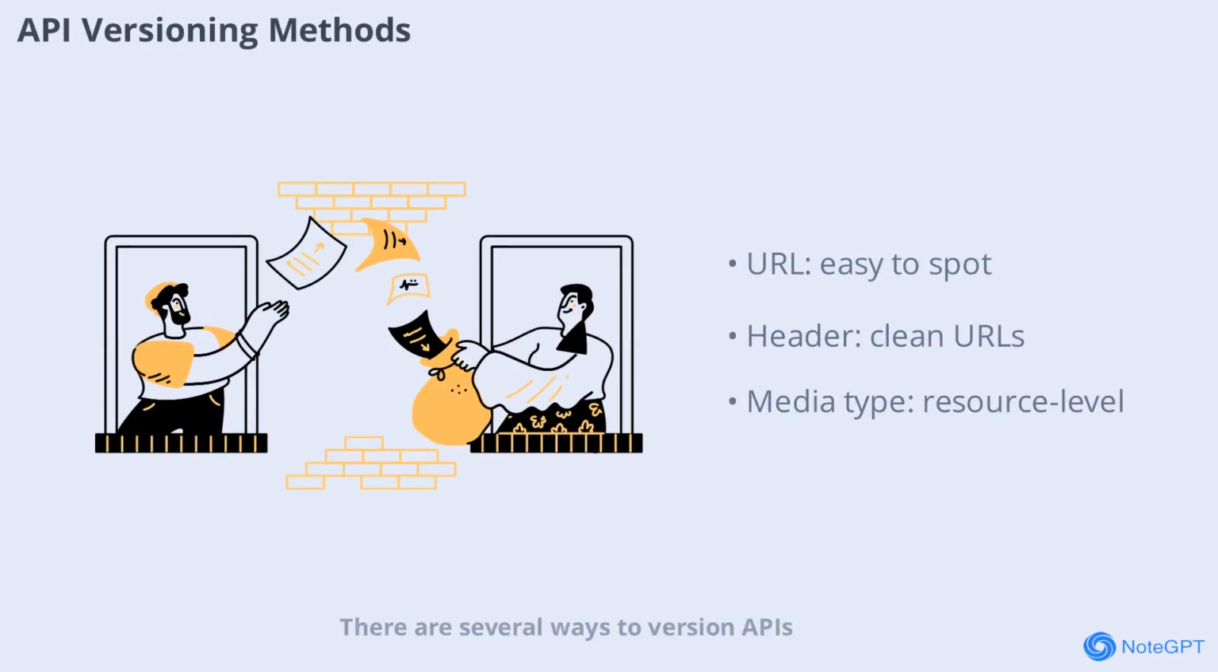There are several ways to version APIs: URL versioning, adding the version to the path; query parameter versioning; header versioning using custom headers; and media type versioning using the Accept header. Each method has its pros and cons, such as ease of use, clean URLs, or implementation complexity. Choosing the right method depends on your API's needs and client expectations.